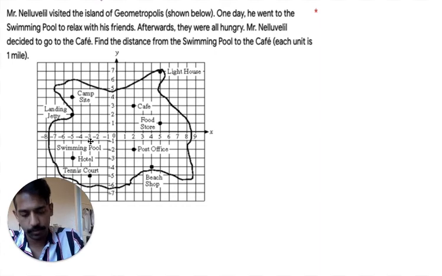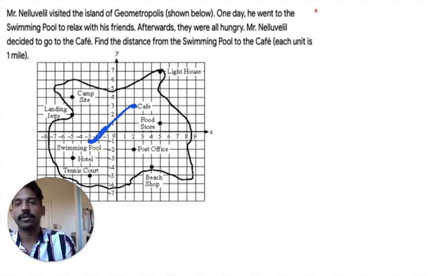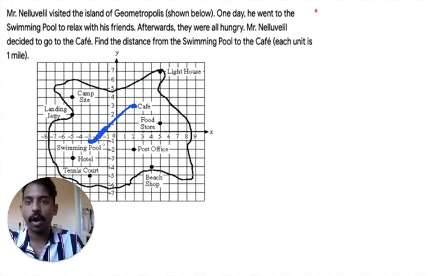But here, if we look, here's our swimming pool, but the cafe is up here. If we want to find the distance from the swimming pool to the cafe, we can't just count because it's going diagonally. We saw that last class. So that means what we have to do instead is figure out how x is changing, how y is changing, and use that to help us solve for this distance.